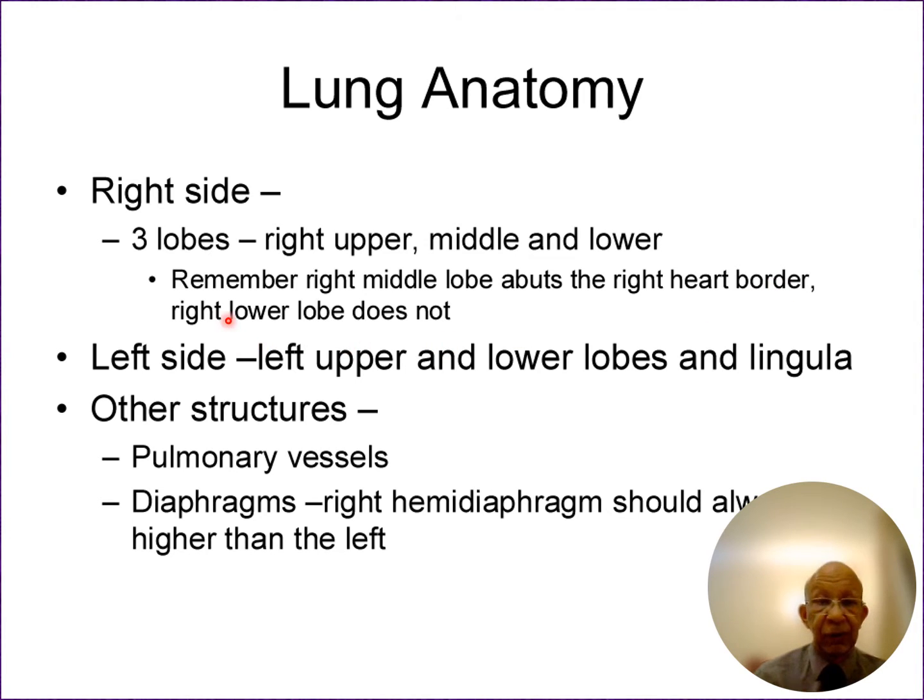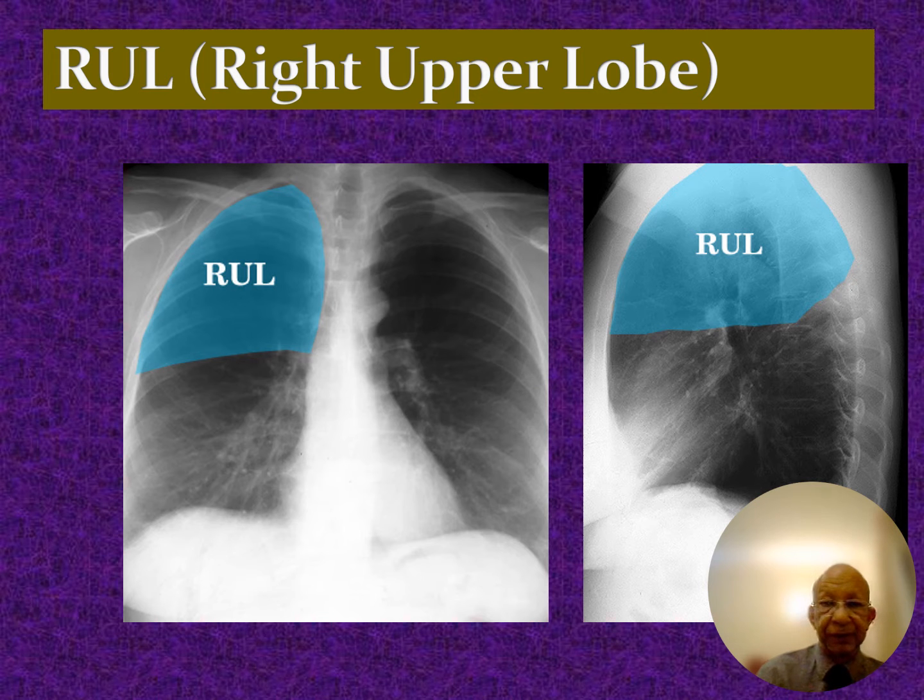On the left side, there are 2 lobes: left upper and left lower. The lingula is part of the left upper lobe, and it sits by the heart border, so it actually abuts the left ventricle. Okay, there are other important elements. Obviously, the pulmonary vessels and the diaphragms, and the right hemidiaphragm should always be higher than the left.